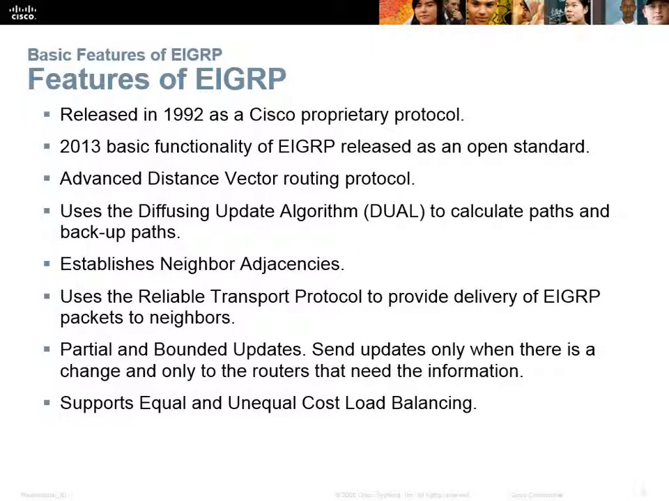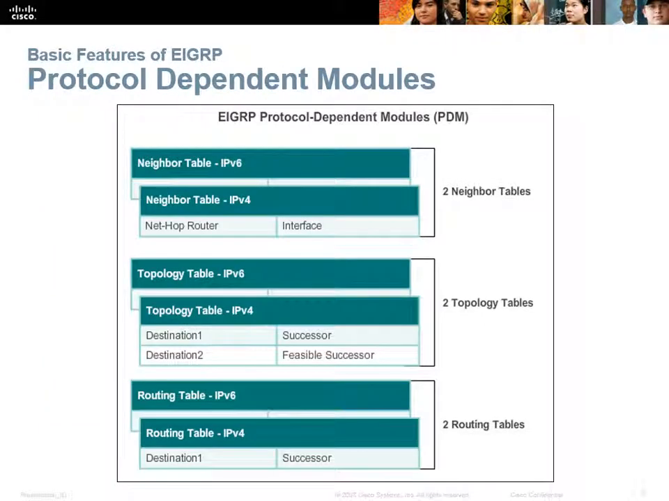The Diffusing Update Algorithm calculates paths and backup paths, and establishes neighbor adjacencies, which is similar to your Cisco Discovery Protocol, or CDP. It uses a reliable transport protocol to provide delivery of the EIGRP packets to those neighbors. It also does partial and bounded updates, and equal and unequal cost load balancing.